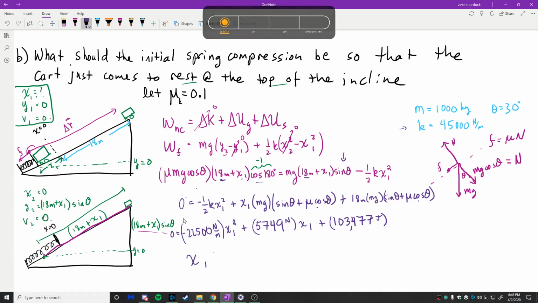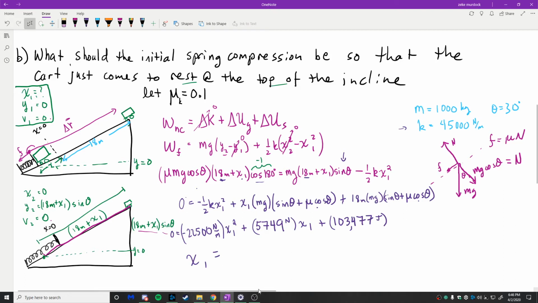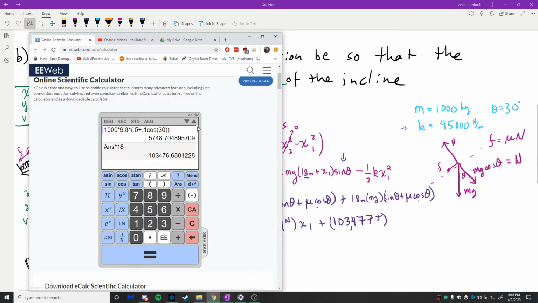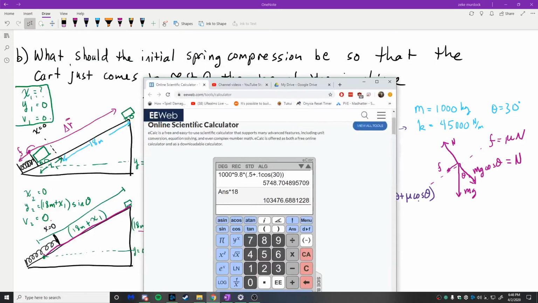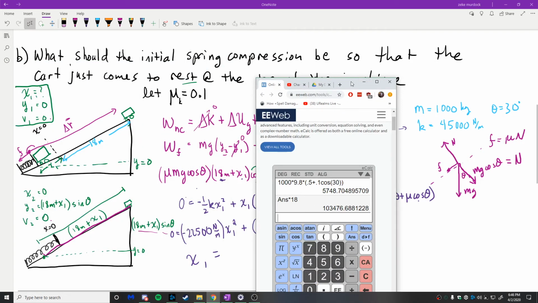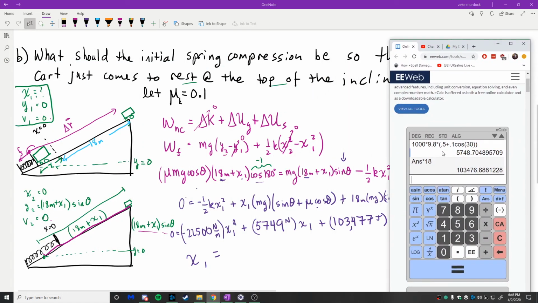Can anyone put that in a quadratic and tell me what the answer is? I'll do it and see how long it takes me. But if you get an answer, just put it in the chat for what the answers are here. So that's our equation. Is this the negative sign? This is the negative sign.